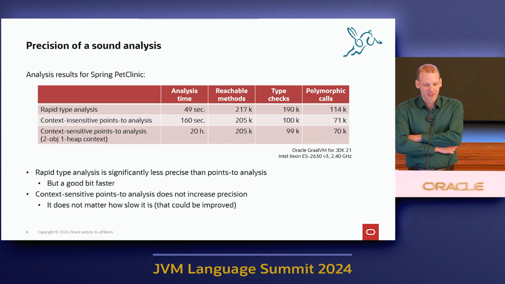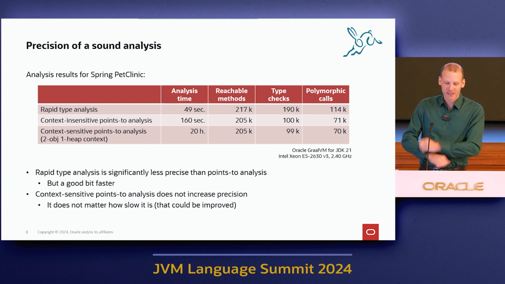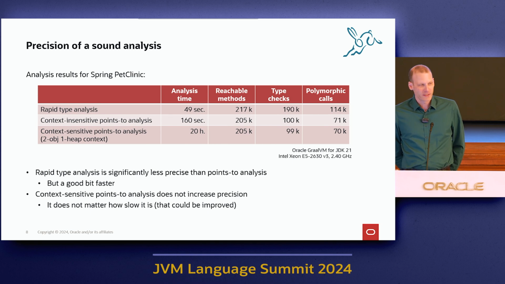So when you look at the precision, these are the numbers for Spring Pet Clinic when doing the analysis from GraalVM Native Image. In our GraalVM implementation, we have an implementation of a rapid type analysis, and we have a points-to analysis implementation, which can be configured for all sorts of context sensitivity. What I have in the slide here is numbers for a so-called 2-object, 1-heap context sensitivity, which in the literature was found to be the best context sensitivity for Java.